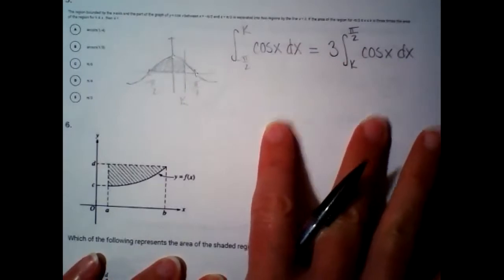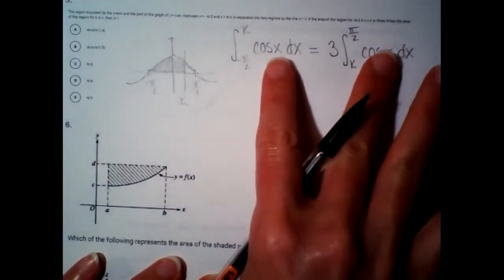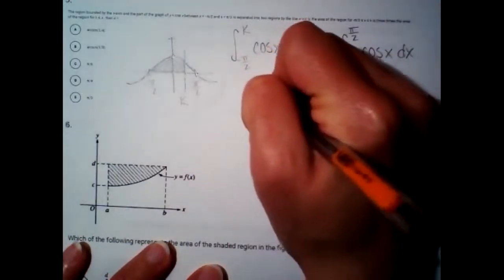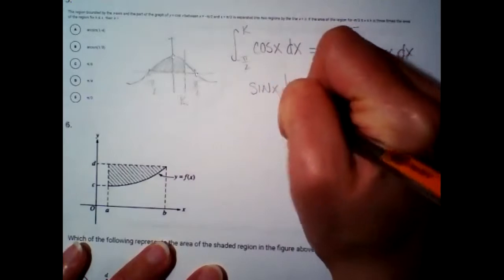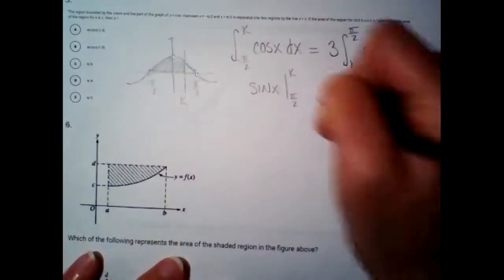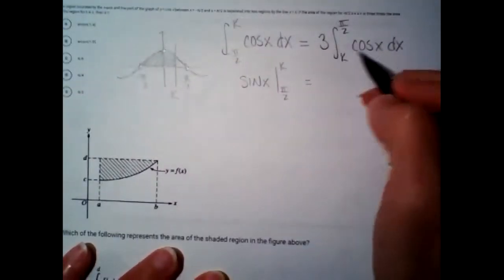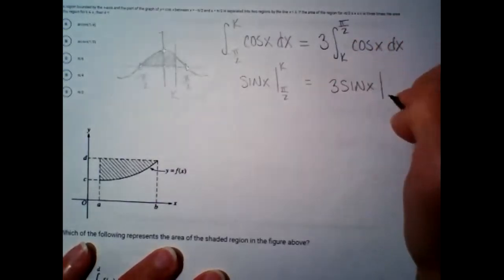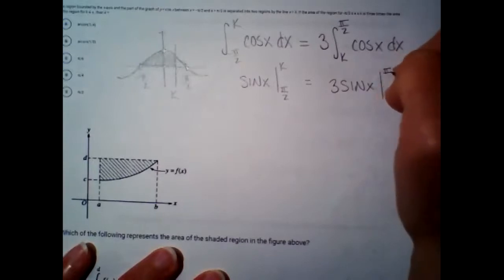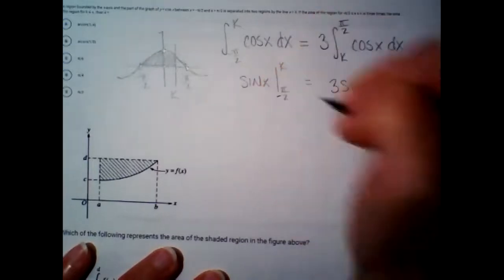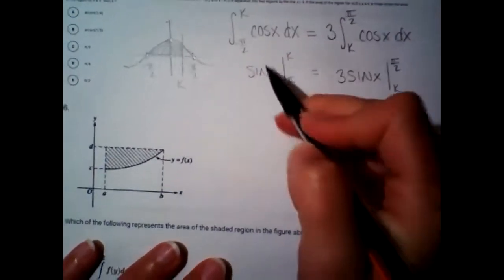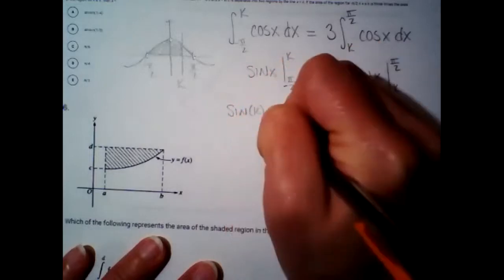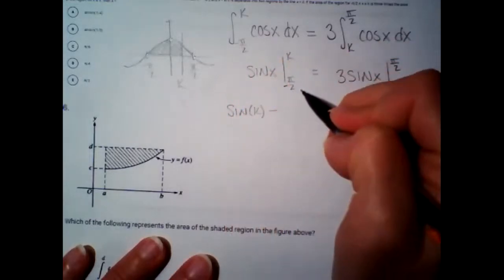It's going to be a good bit of writing, but it's going to be pretty redundant because they are the same function. Antiderivative of cosine is sine. And this one is from negative pi over 2 to k. And then same thing here, except there's a 3 out front. So this will be 3 sine of x from k to pi over 2. Oh, and I'm sorry, this one's negative. I apologize. So upper boundary minus lower boundary. This is sine of k minus sine of negative pi over 2.